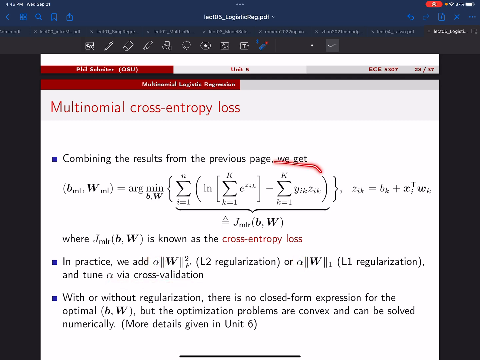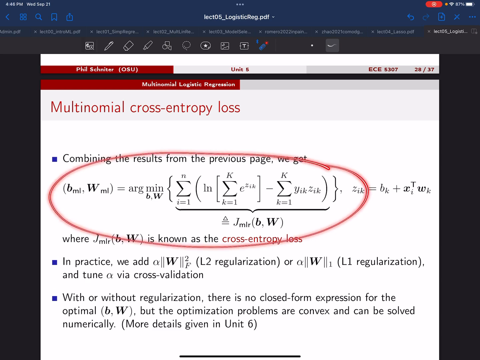But this is really all that we can do for simplifying the expression. We can't simplify it further. We just need to attack this with some sort of algorithm. But it turns out that this is again a convex optimization problem, so there's no problem. You can build algorithms to do this in many different ways. We'll come back to this in Unit 6, but for now, it's enough to know that this problem is solvable, and we can do it in sklearn.